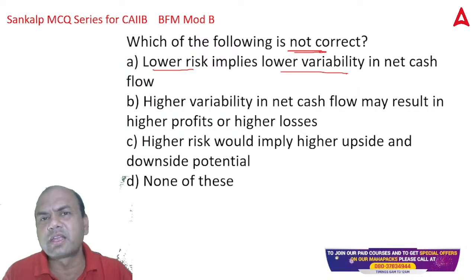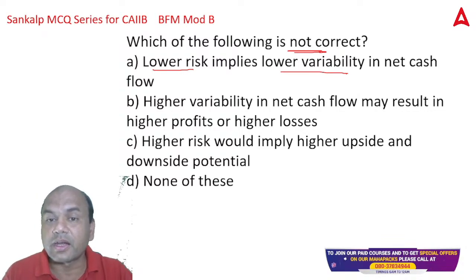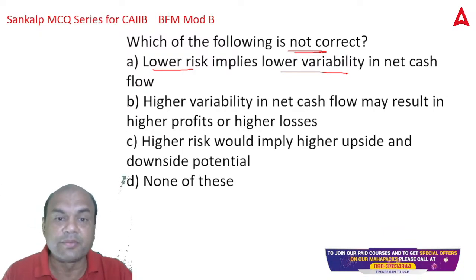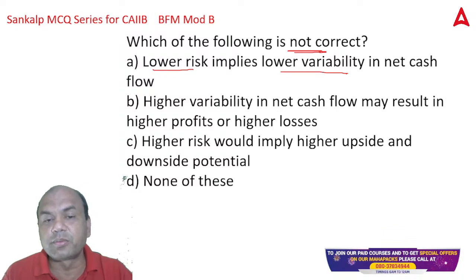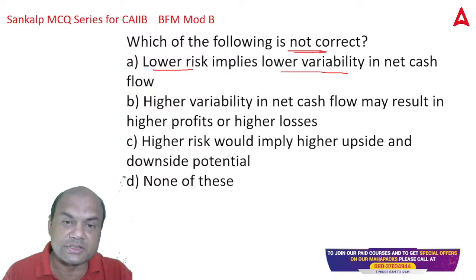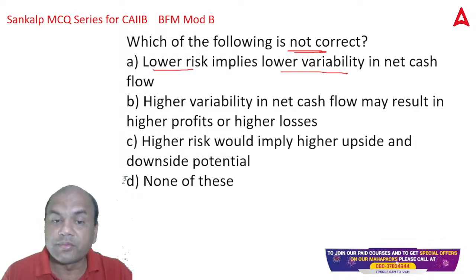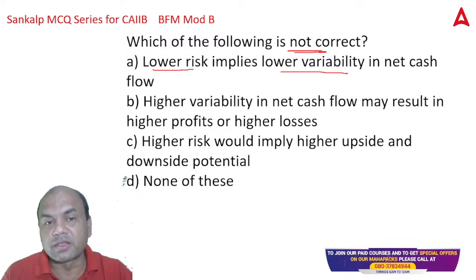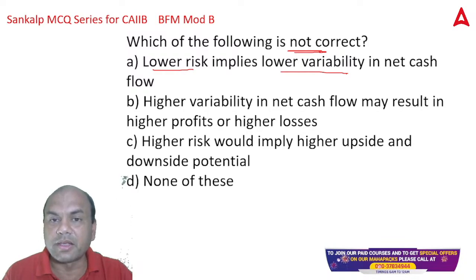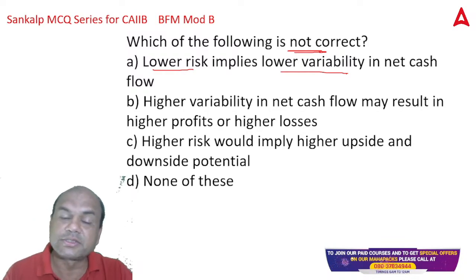Lower risk, lower variability. Is it true? We want the one that is not correct. Let me get the answer from you, then I'll explain. Higher variability in net cash flow may result in higher profits or higher losses. Higher risk would imply higher upside or downside potential. And none of these. See here, first one: lower risk means lower variability. So that is true. Yes, that is true.